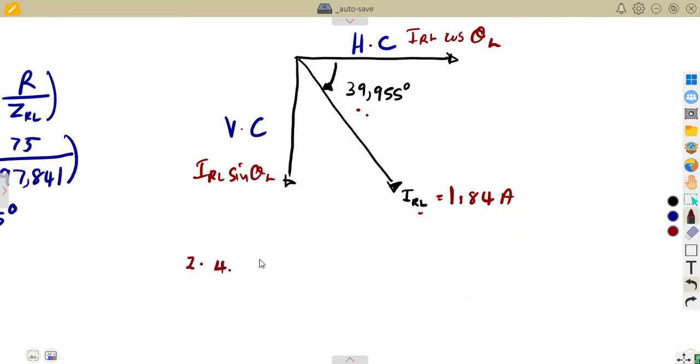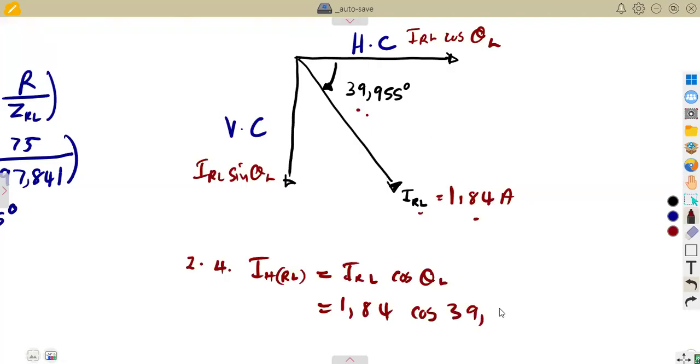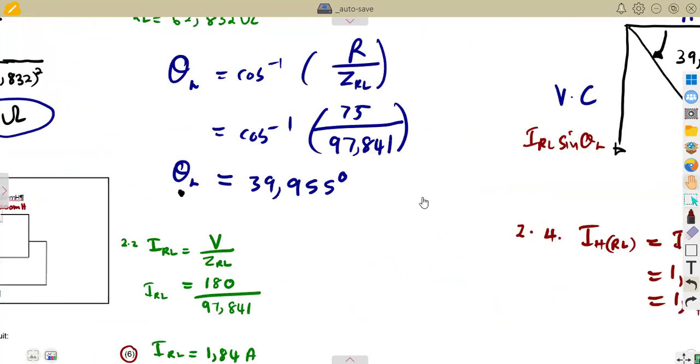So that's going to be 2.4. The horizontal component, referring to the current in the coil, is given as IRL cosine theta L, which is the angle in the inductive circuit. So IRL, we calculated this 1.84, the cosine of the angle, which is 39.955 degrees. All right, so that's it. And this was going to give us 1.411 amps. Okay. So that is for the horizontal.